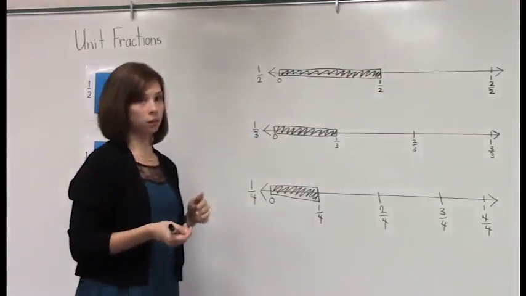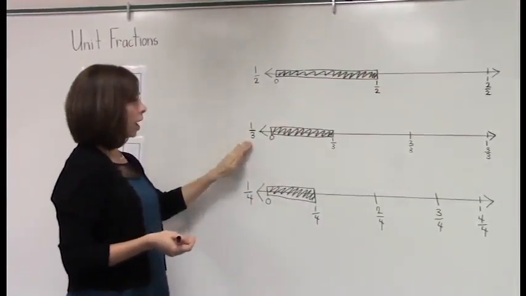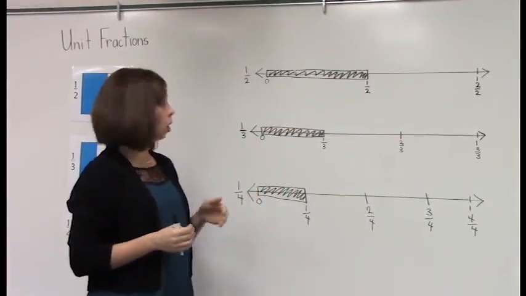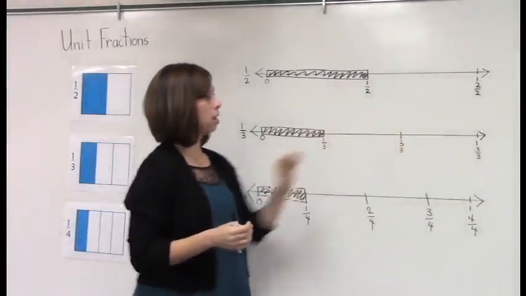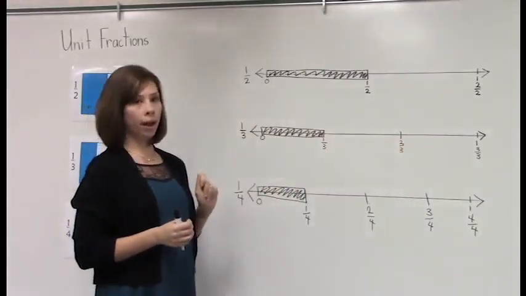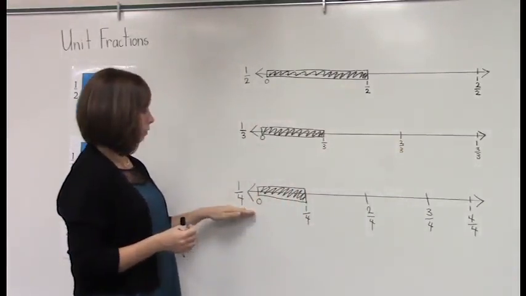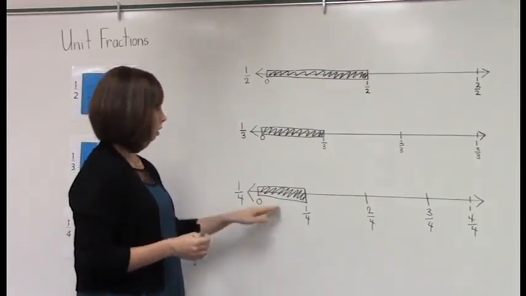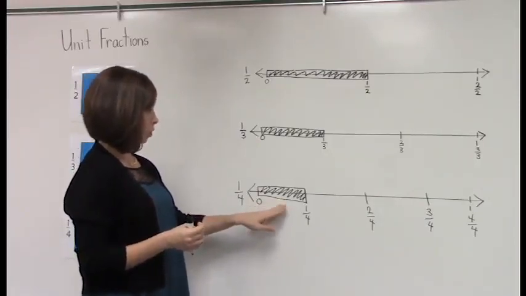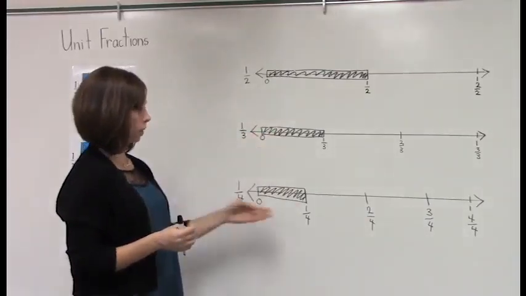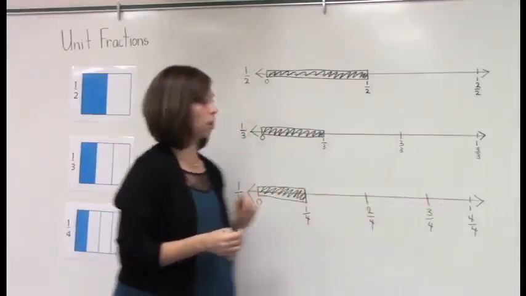So we can see with 1/2, I only had to divide my whole into 2 parts, making the pieces larger. When I go to 1/3, I've taken the same size whole, but this time I've divided my whole into 3 parts, making the pieces a little bit smaller than they were with 1/2. And finally, 1/4, I've divided my whole now into 4 parts. So this unit fraction is smaller than both 1/2 and 1/3 because I have more equal parts.